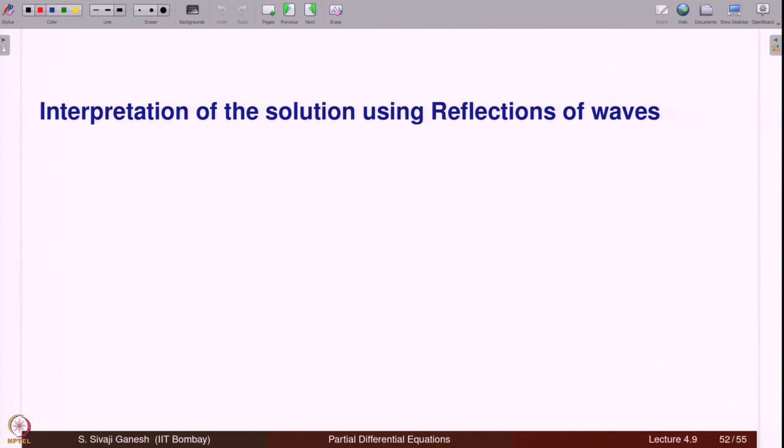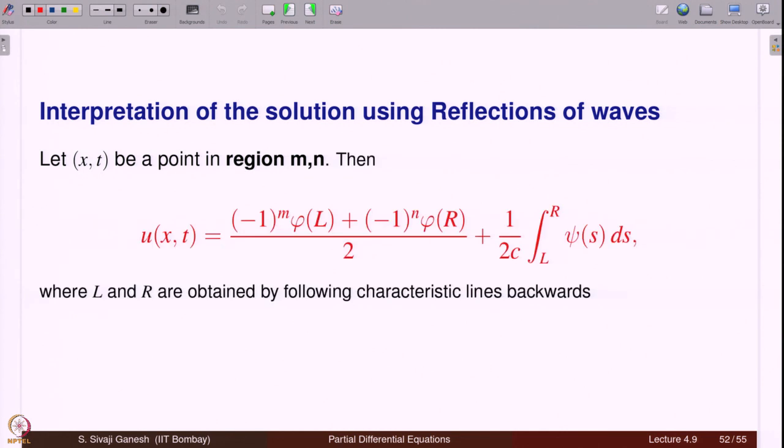Okay, interpretation of the solution using reflection of waves. Let x, t be a point in the region M n, then the formula is this. The L and R exactly as I suggested, we have to come to L and R, but that is multiplied with minus 1 power m and minus 1 power n respectively, and this is 1 by 2c integral L to R. L and R obtained by following characteristic lines backwards as described earlier.